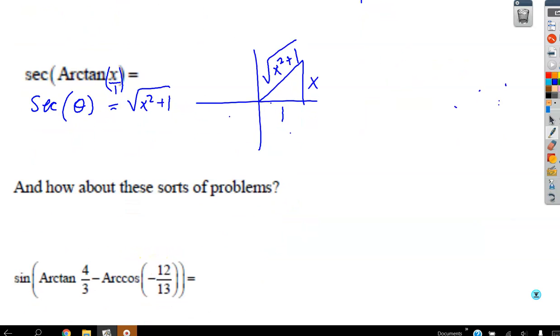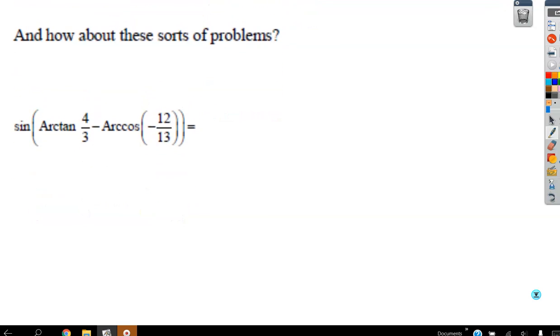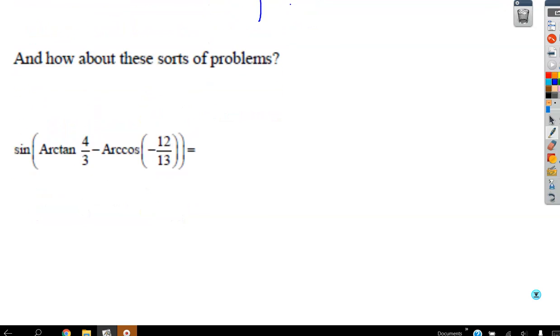Okay, let's keep going. What about this type of a problem? Now, this one looks crazy, but let me help you break this down. This is an inverse function, and so is this, but they're two different ones because they have different relationships. So remember, what do inverse functions give us? They give us angles. So I'm going to call this angle theta, and I'm going to call this angle beta. Oops, that's a minus, sorry. So you really have this.